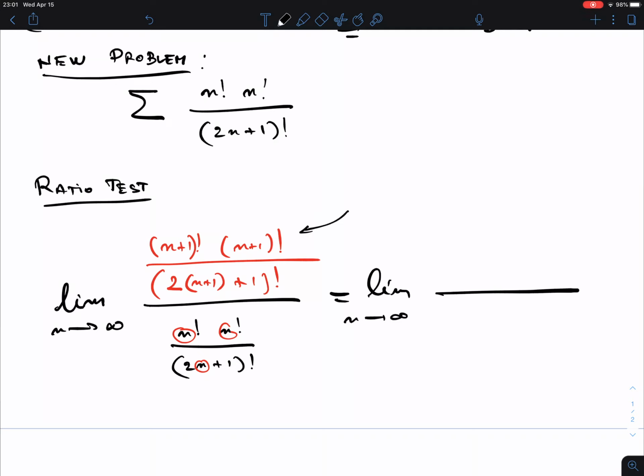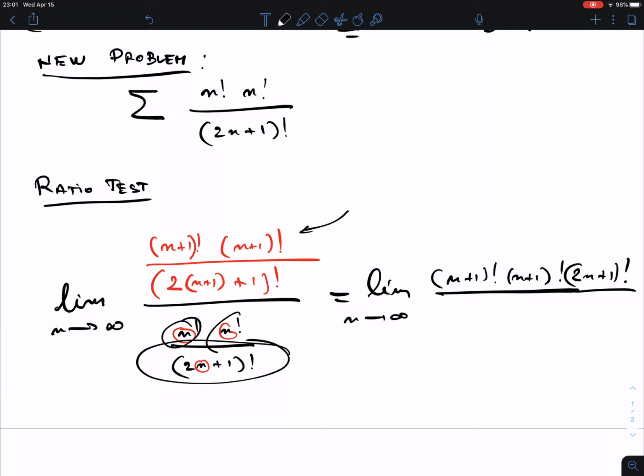So we have these two going on top, (n+1)! and (n+1)!, and then this one will be in the bottom, right? So in the bottom will also be on top. So there's a (2n+1)! here. And then these two n! are here. I group them together with this one.